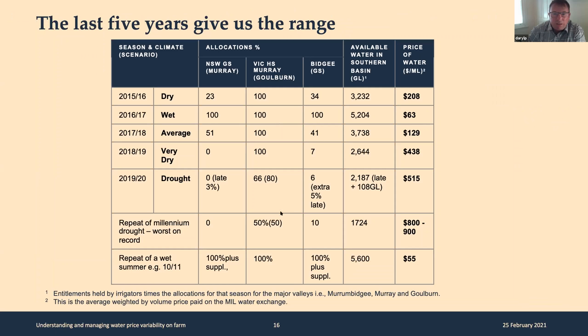And yes, there's a couple of extremes that could happen again in the future. A repeat of the millennium drought, where we're getting to that super secure water zone, not much water available, and we will see very strong prices. And that's not telling anyone here listening anything, I would suggest. But we can have those really wet periods too, where there's 100% across all our entitlements, plus access to supplementary water. They can happen and potentially can happen again, and we will see those prices down into the future.